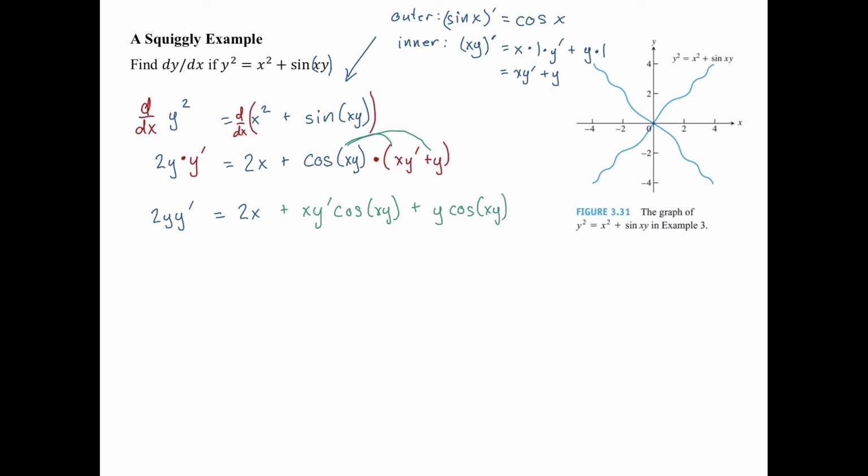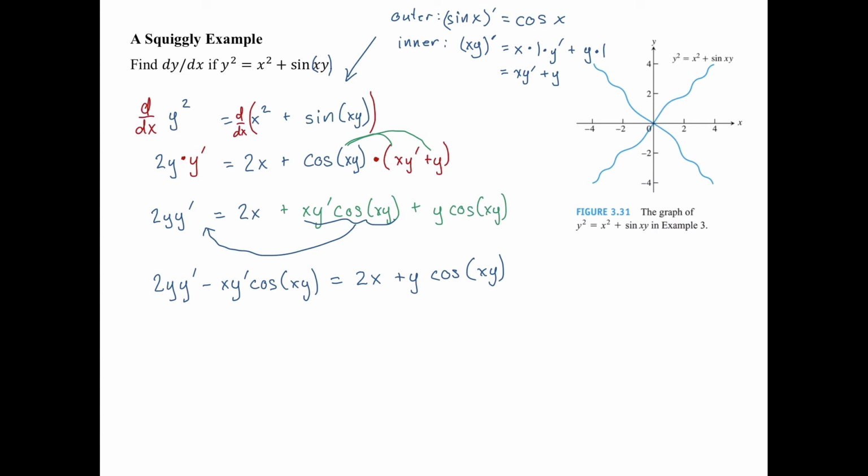Now, we'll go ahead and solve for the y primes. Let's collect all of those on the same side. So I need to take this term over to the other side. So we have 2y, y prime, minus xy prime cosine of x times y. Again, it's negative because I subtracted it to this side. And now on the right-hand side, we still have 2x plus y cosine of x times y.